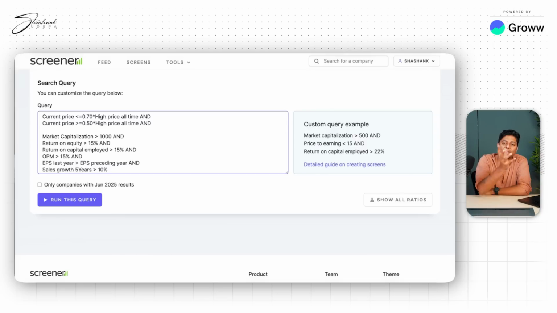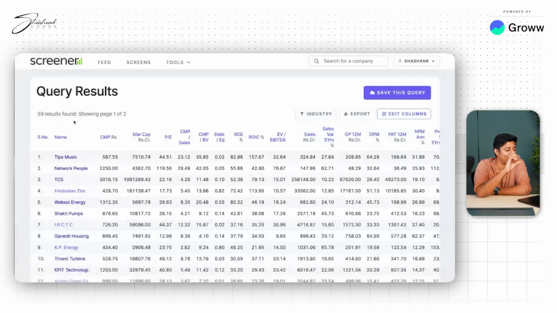Now I know these are good, fundamentally strong companies, but I am saying all that is great, but find me companies that have fallen 20-30% from the top. From their current price, from their all-time high price, is like anywhere between 20% or 30% down, or between 30 to 40% down. Show me that. And when I run this screen, it shows me fundamentally strong companies that have actually fallen down.